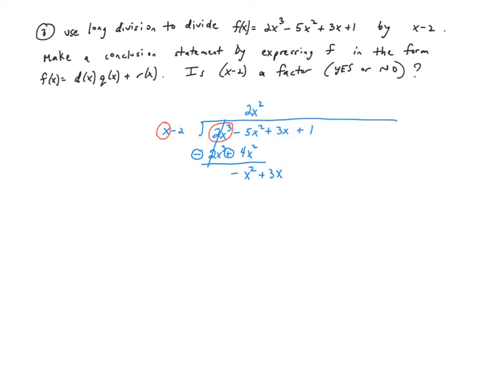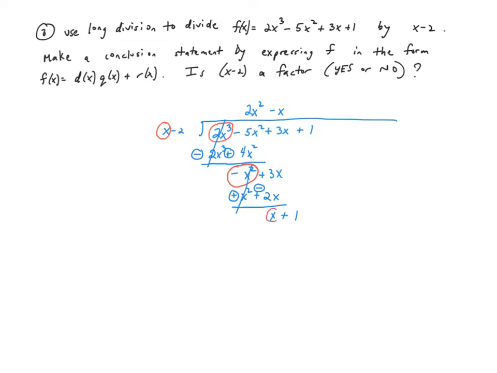We're wondering how many times does x go into negative x squared? X goes into negative x squared negative x times. Multiply to get negative x squared plus 2x. Now it's time to subtract, so we can change the signs. Again, we'll get a cancellation and we are left with x. Drop the positive 1 and continue the process.